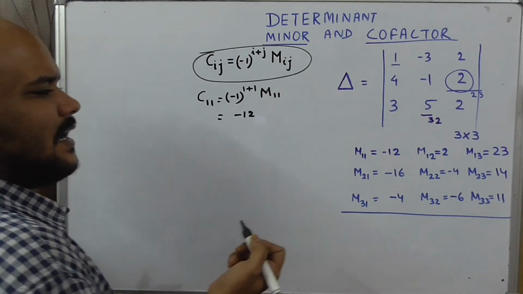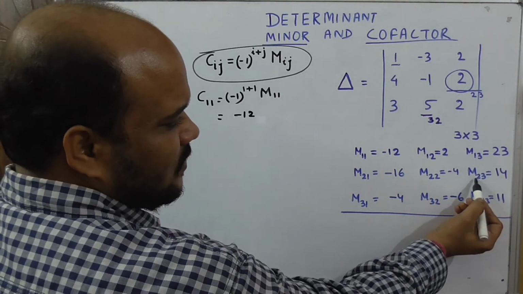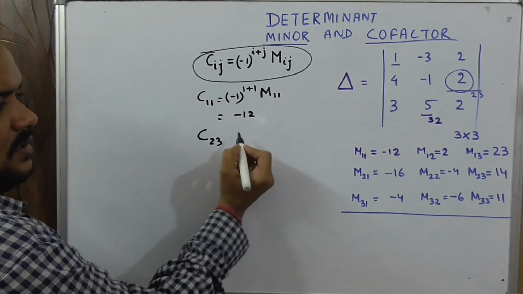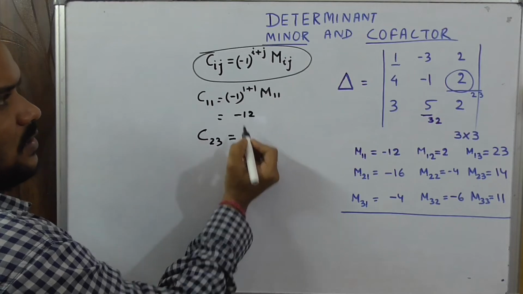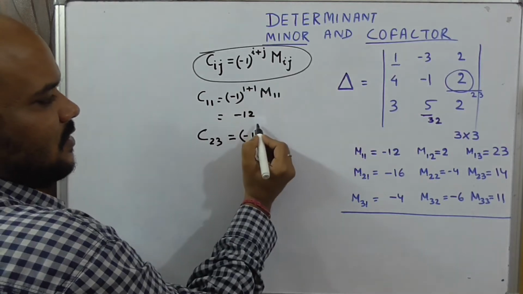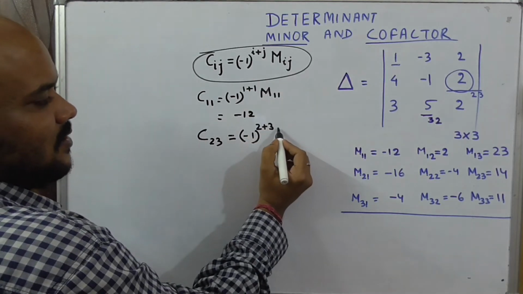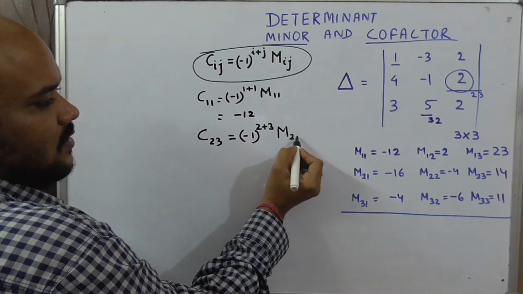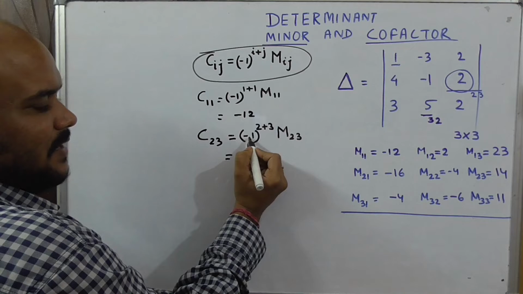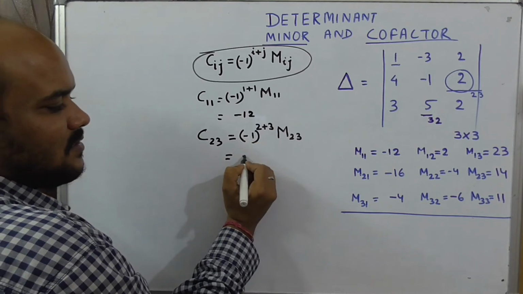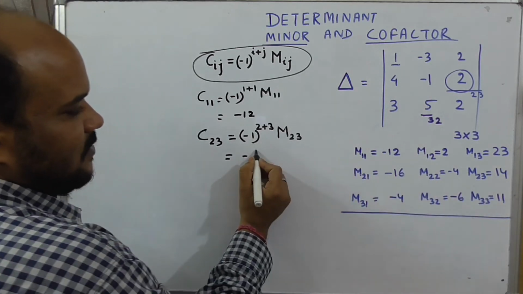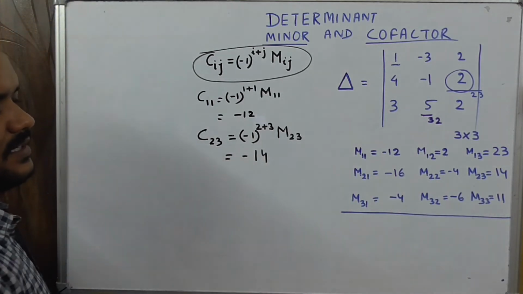Now let's say I want to find the cofactor at this position, C23. According to this formula, C23 equals -1 raised to the power 2 plus 3 times minor M23. So -1 raised to the power 5. 5 is an odd number, and -1 raised to the power odd is always minus. The minor M23 value is 14, so C23 value is -14.